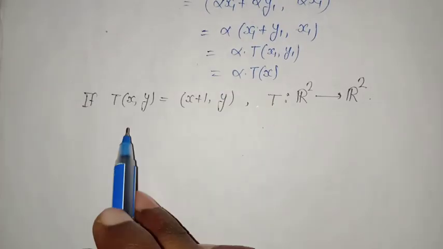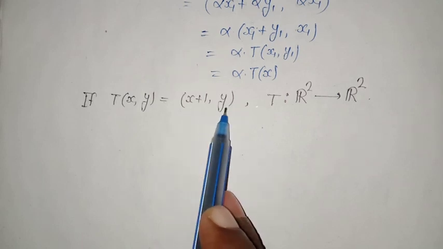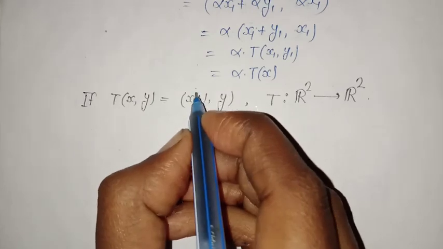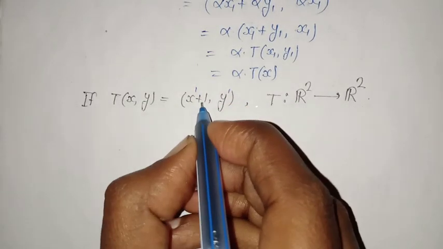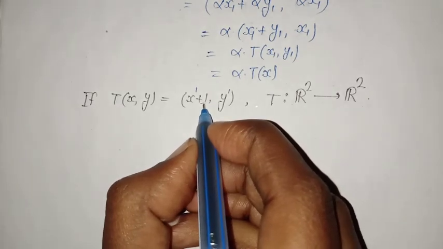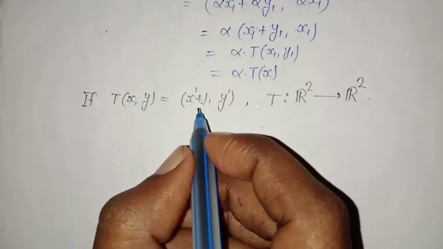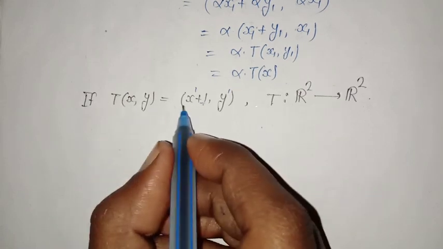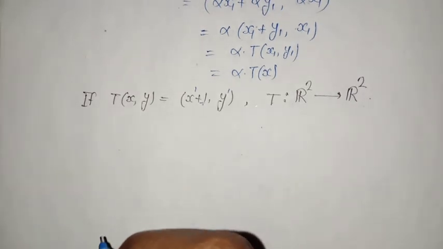So our next example is a transformation T of (x, y) equals (x plus 1, y), where T is from R square to R square. Here each term of the transformation has degree 1, but a constant term is also present there. So from here we can say that this transformation is not a linear transformation because a constant is involved in the transformation. So whenever you see a constant in the definition of a transformation, you can directly say that the given transformation is not linear.